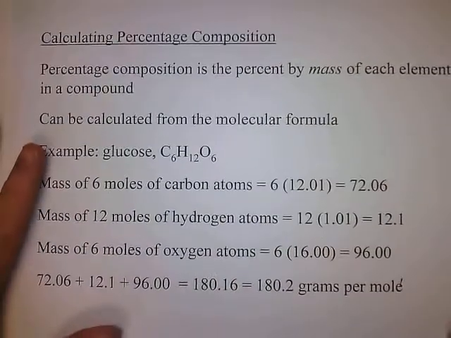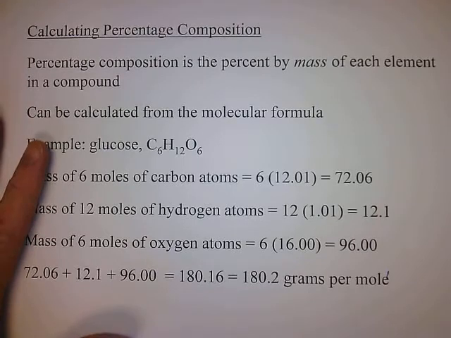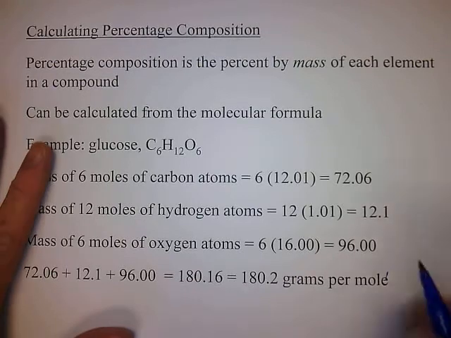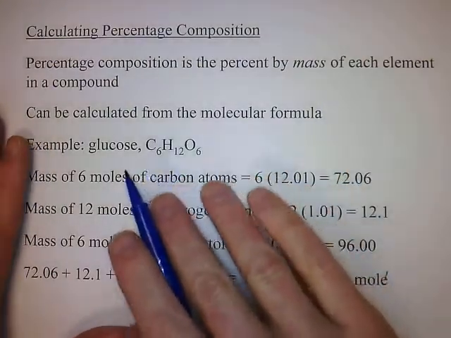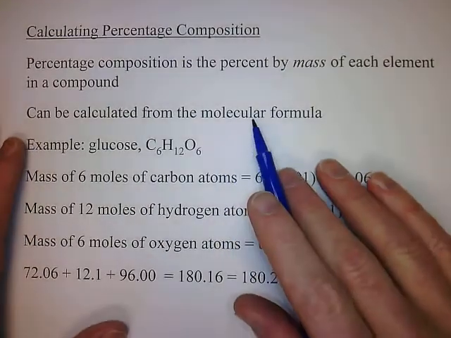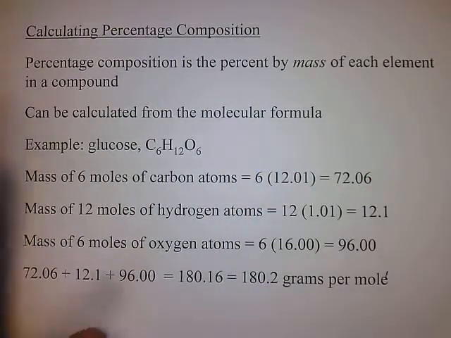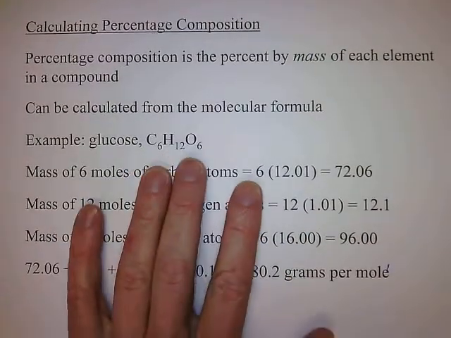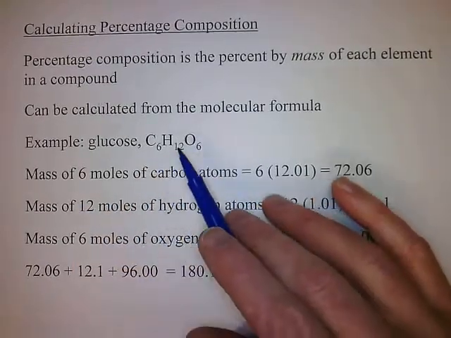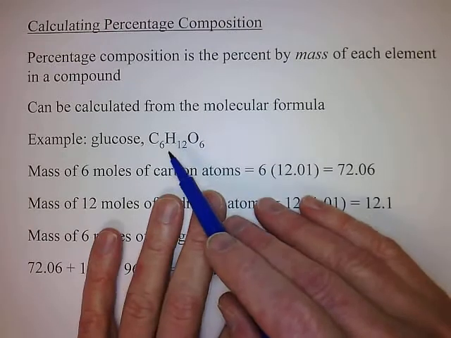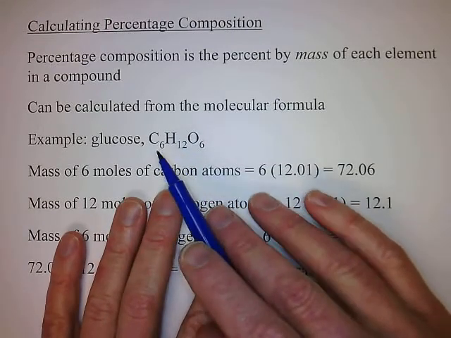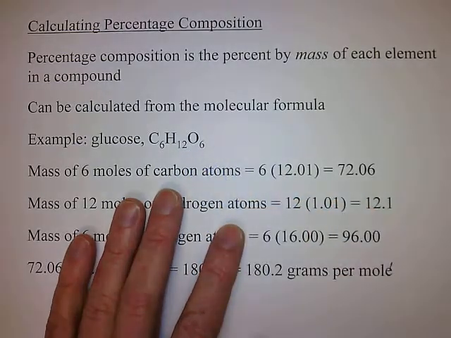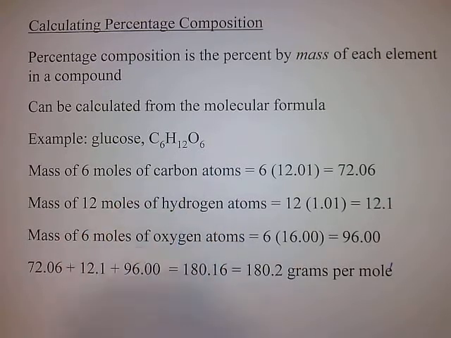That would be calculating the percentage composition. The percentage composition is the percent by mass of each element in the compound. And we can calculate this from the molecular formula. All right, so let's do this for glucose, C6H12O6. It's a covalent compound that has carbon, hydrogen, and oxygen, right? So we're going to first calculate the mass of the 6 moles of carbon, 12 moles of hydrogen, and 6 moles of oxygen, and add that up to get the molar mass.